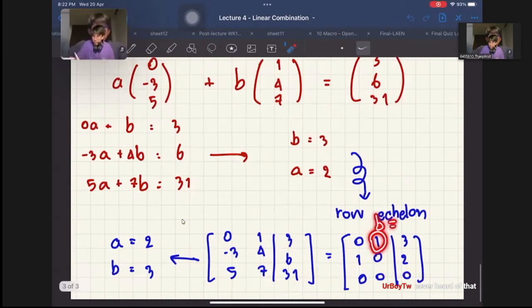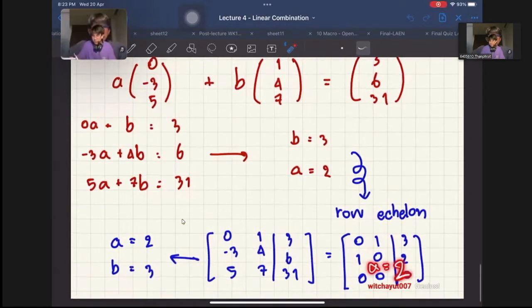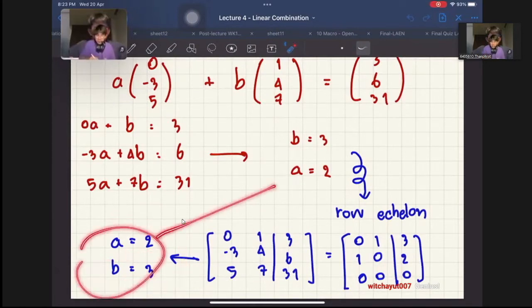b equals 3, the first equation. You write it as an equation, you will get b equal to 3, and this one is a, right? You will get a equal to 2. As you can see, a equals 2, b equals 3. We get the same answer as the first method.